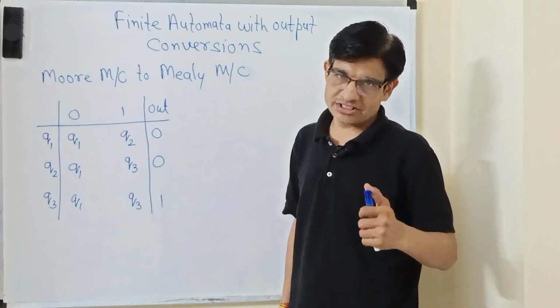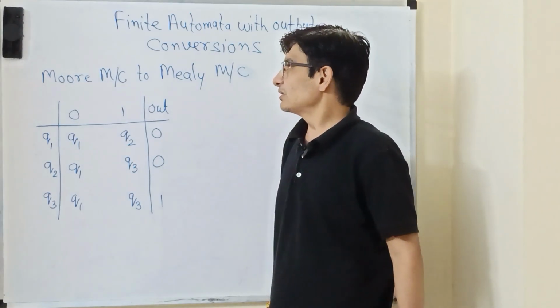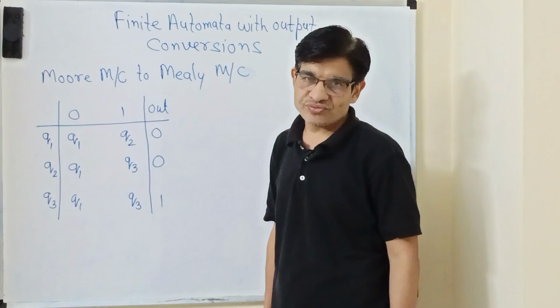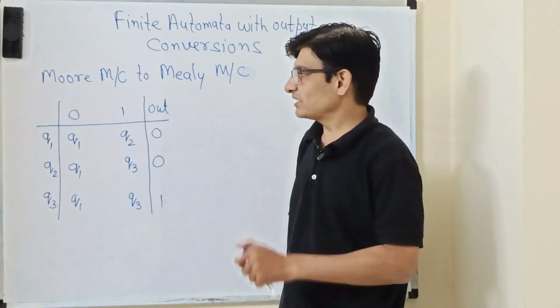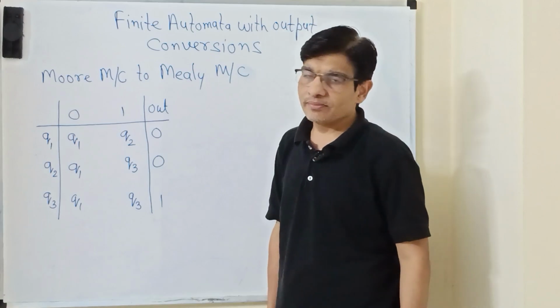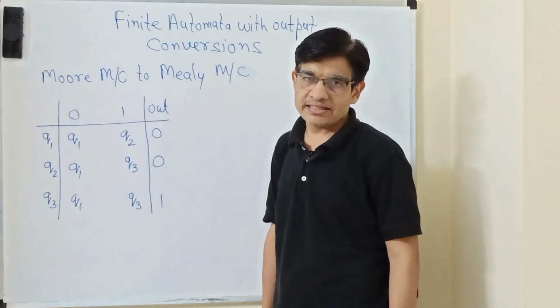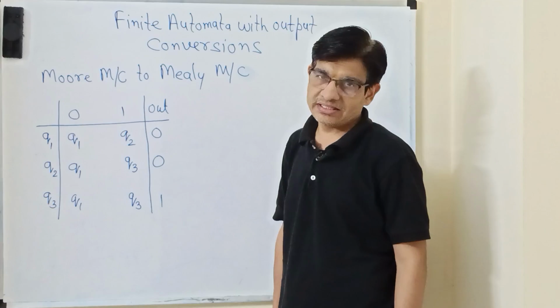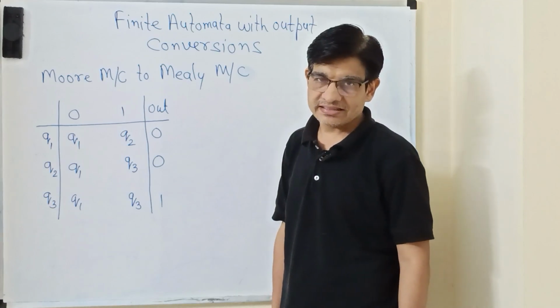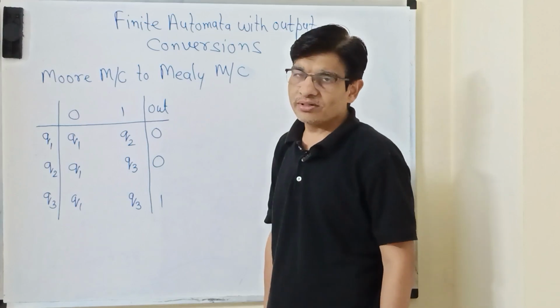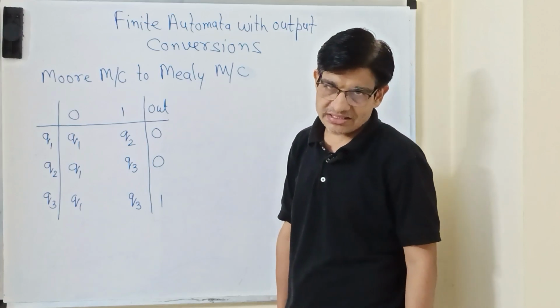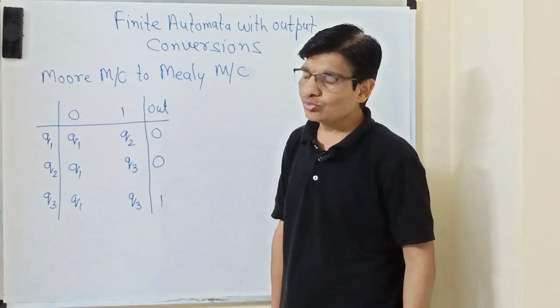So welcome friends. In this video we are going to discuss the conversion of both types of finite automata with output. And I must tell you one thing. For every Mealy machine there exists one equivalent Moore machine, and for every Moore machine there exists one equivalent Mealy machine. So any Moore machine can be converted to a Mealy machine, and any Mealy machine can be converted to a Moore machine.